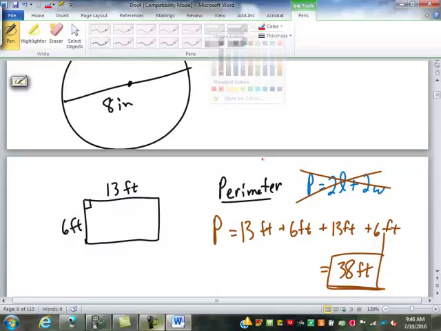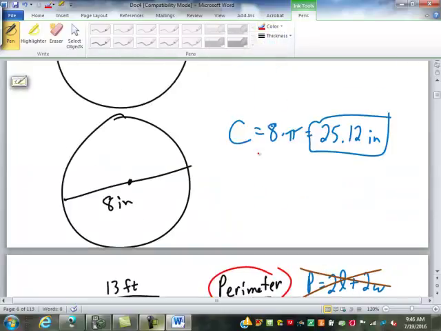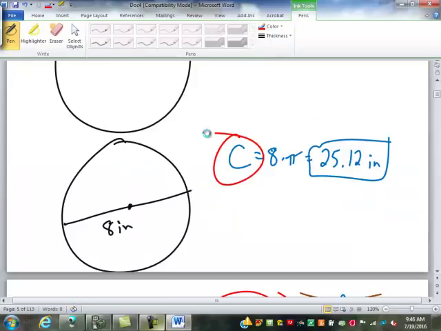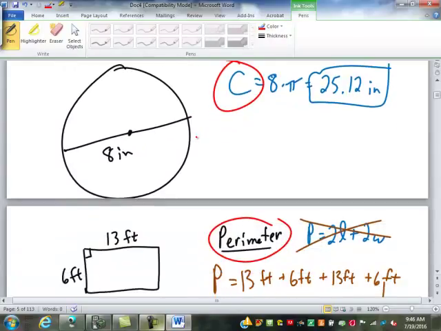How is perimeter different from circumference? Short answer, it's not. Circumference is just the perimeter of a circle. It's just a fancy word for the perimeter of a circle.